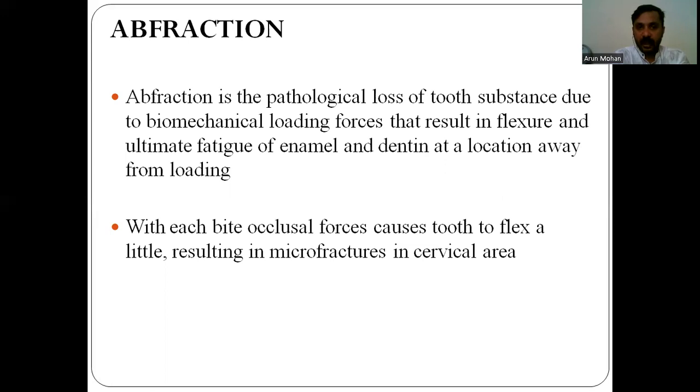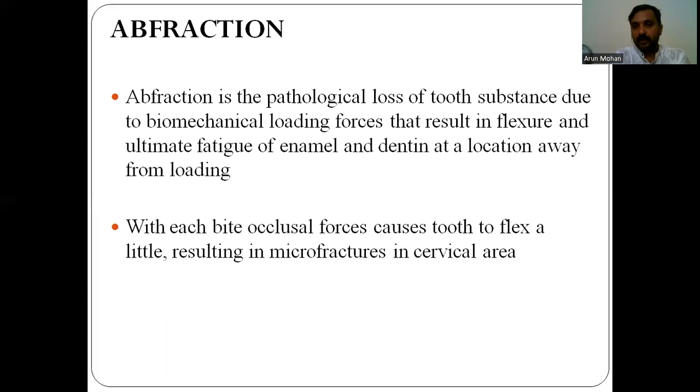Next one is abfraction. Abfraction is a comparatively recently defined regressive alteration of the tooth. Many of the cases of abfraction were earlier confused with or diagnosed as abrasion, cervical abrasion. Now, abfraction is a pathological loss of tooth substance due to biomechanical loading force that results in flexure. Every time the patient masticates or bites, maxillary and mandibular teeth come into contact with each other and produce a force upon each other, and due to this there will be a slight bending at a microscopic level. There will be a slight bending of each tooth every time they come into contact.